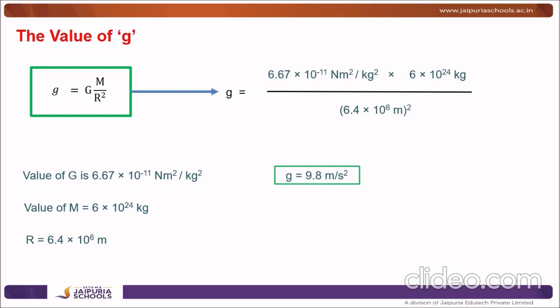So students, the value of g is 9.8 meter per second square, and this value is almost constant. I'm saying almost constant, not always constant, because the earth is not a perfect sphere. That is why when we move towards the poles of the earth, we can see small changes in the value of g. Otherwise, in our simple numerical problems, we can use 9.8 or 9.81 meter per second square.